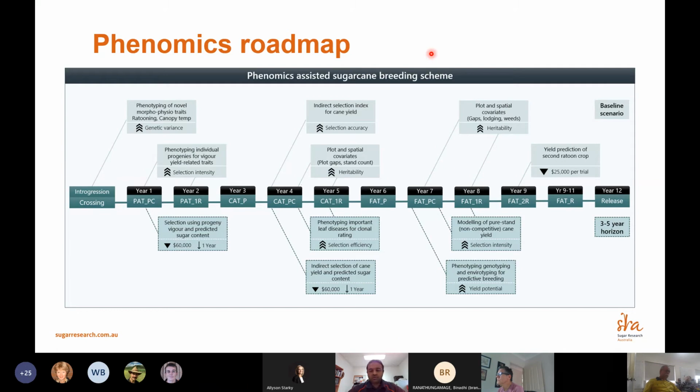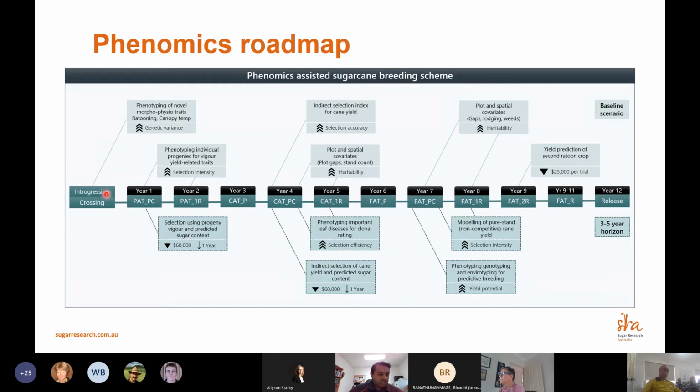So this is sort of a phenomics roadmap that we have assembled so far here at SRA. So you can see this is how the breeding program progresses from integration program to crossing through to release in up to 12 years. Again, this is just a representation, and there are variations of these at different regions. This would represent one of the central region breeding programs. So as we can see here, the phenomics can have a positive role to play in each of the breeding stages.